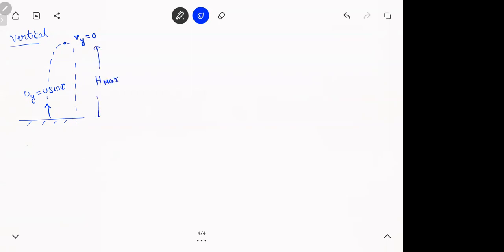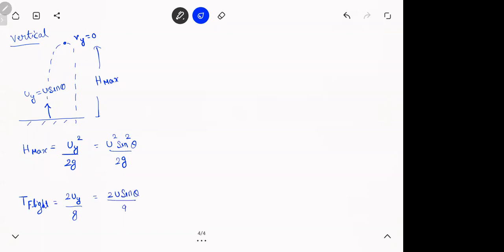And if you remember the formula, what is the formula of h max? U square by 2g, right? So there will be uy square by 2g. The only difference is, in place of u you will get u subscript y, which is u square sine square theta by 2g. Got it? Similarly, what is time of flight? 2u by g. That is nothing but 2u sine theta by g.